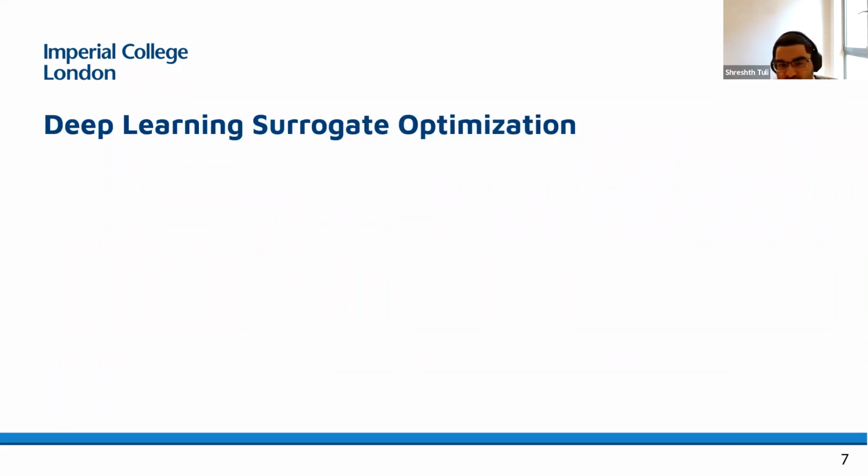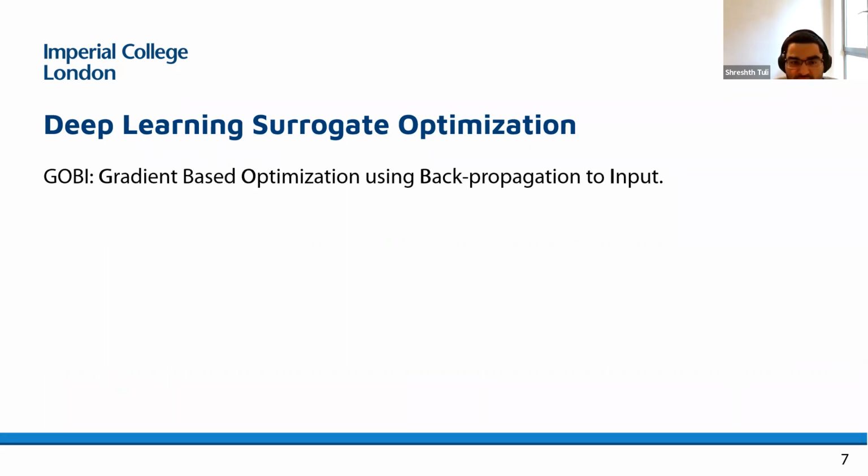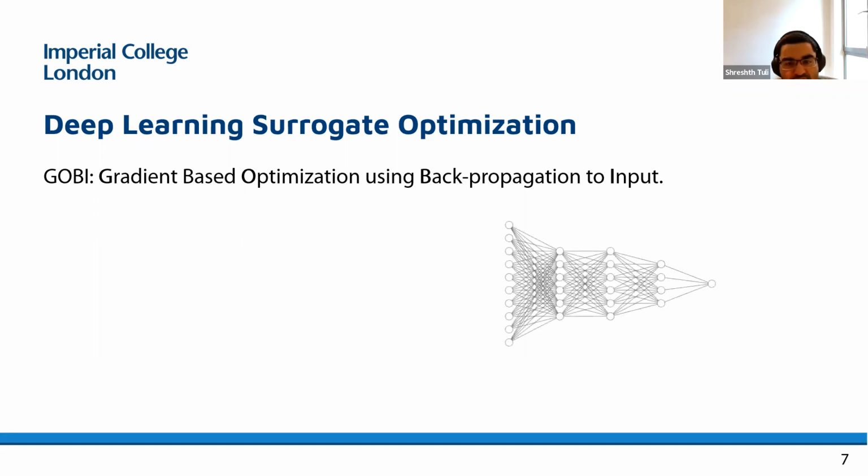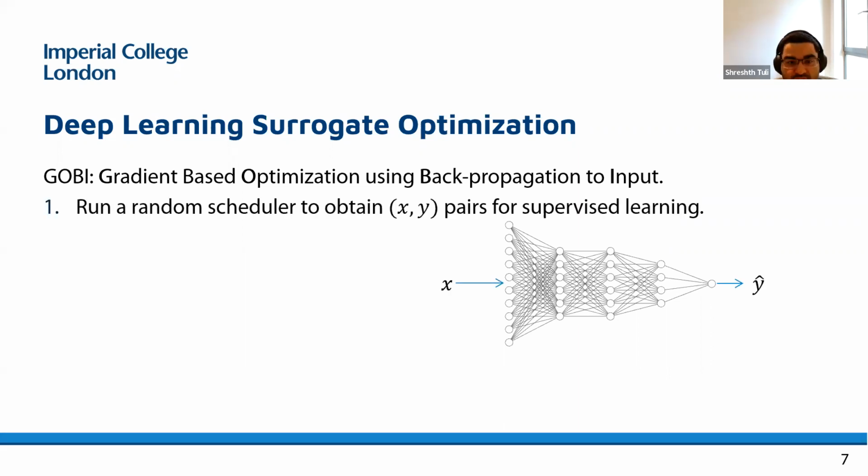So let me now present how, using AI or neural networks, we can optimize the quality of service of, say, a fog environment using a gradient-based approach. One of the fundamental ideas that we developed as part of our research is this idea of gradient-based optimization using backpropagation to input, with the acronym GOBI. And here we use a neural network as a surrogate model. For instance, we use a fully connected neural network that predicts quality of service objectives for any given state of the fog environment. And we train such a neural network using supervised learning.